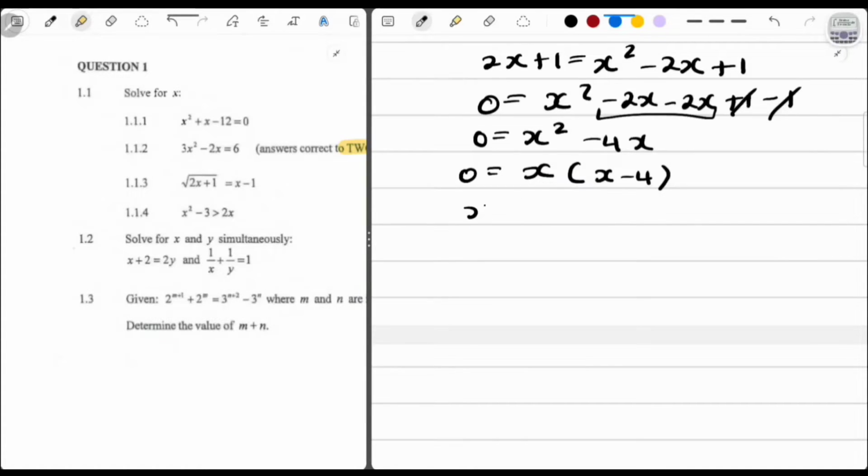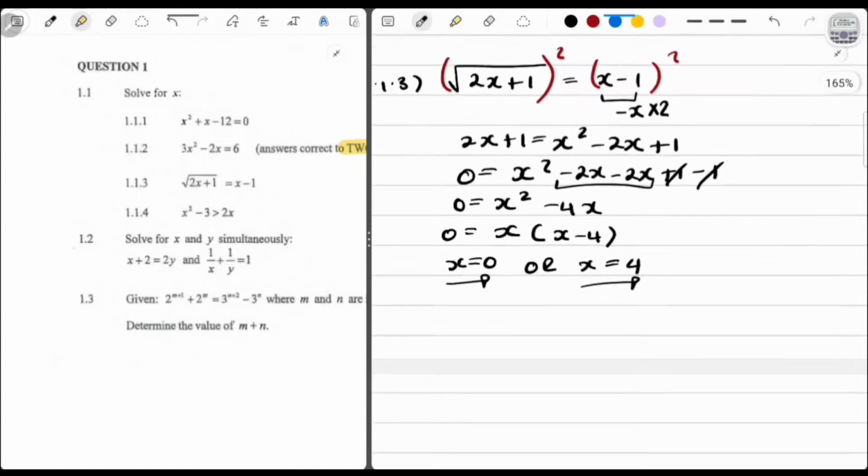So if they're multiplying, it either means that x is equal to 0 or x minus 4 is equal to 0. And of course, if you take that negative 4 over, it becomes a positive 4. So x is either equal to 0 or x is equal to 4.